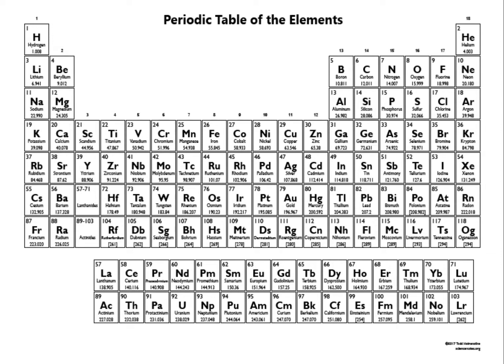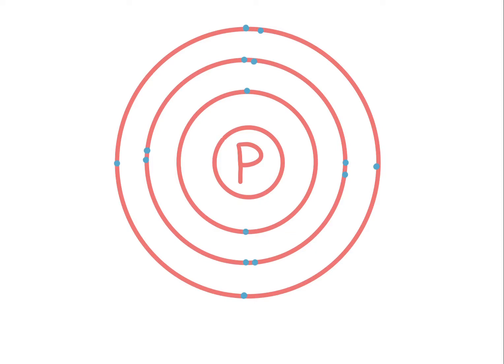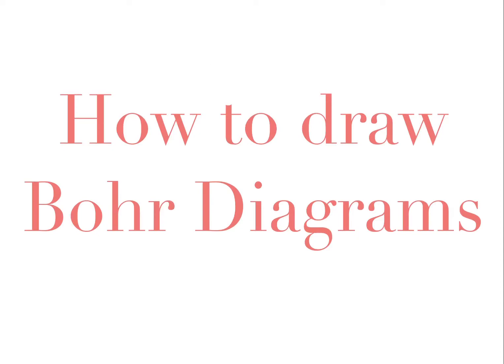Except for the transition metals, the group number goes 1, 2, 13, 14, 15, 16, 17, and 18. In group 1, the elements will have 1 valence electron. In group 2, the elements will have 2. Skipping all the way to group 13, these elements will have 3 valence electrons. 14 will have 4, and 15 will have 5. That is how we knew that phosphorus will have 5 valence electrons on its outermost shell. And that is how you draw a Bohr diagram.